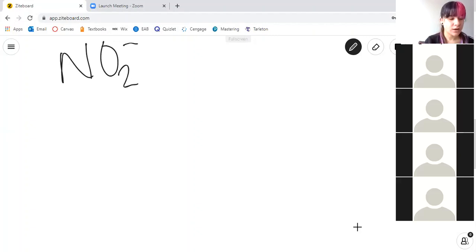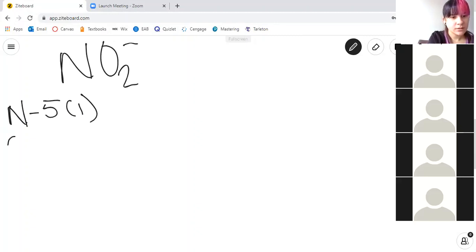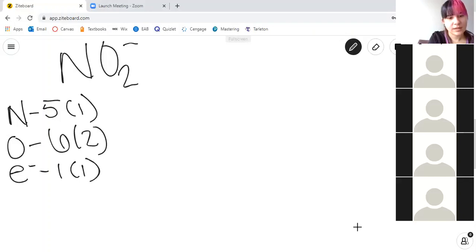So we're just going to draw a plain old Lewis structure. What's step one? Find the valence electrons. So nitrogen has 5 and we only have 1. Oxygen has 6 and we have 2. And then we have an electron, which is giving us 1. And I'm getting this from this charge up here. So it's going to be 12 plus 5 is 17. It's going to give us 18.